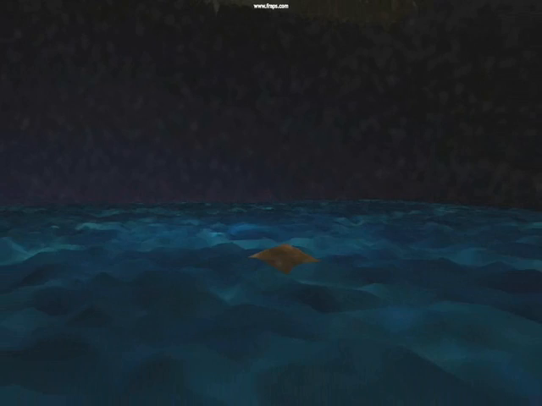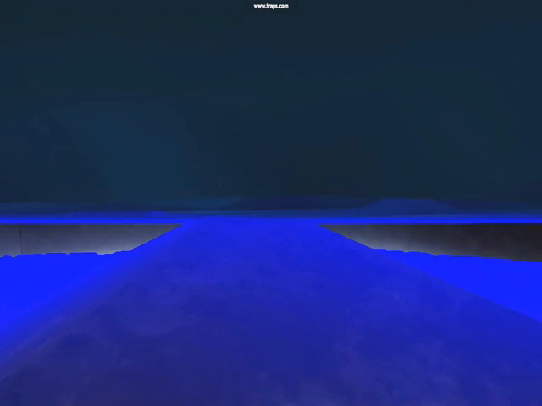So if we go below the water here, we can see the pyramid that was formed by dumping those particles where the camera was at.